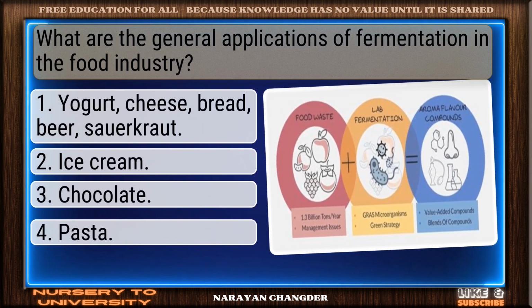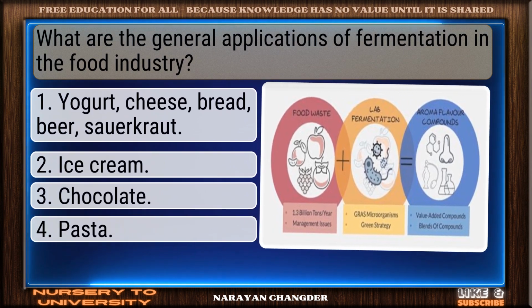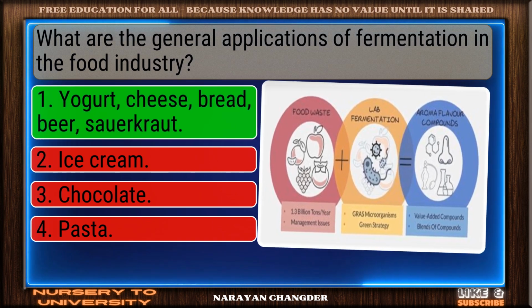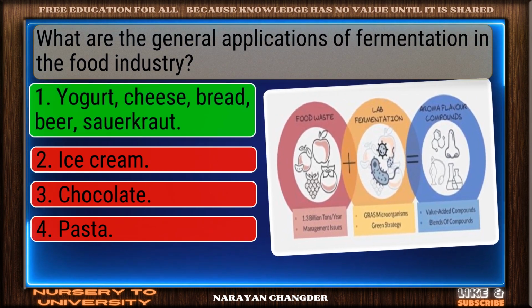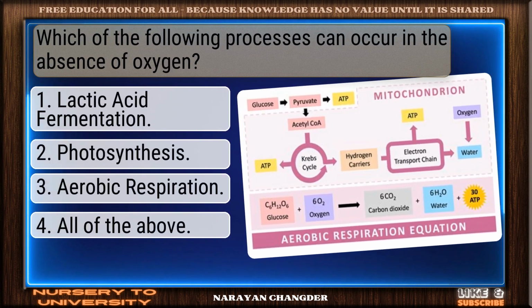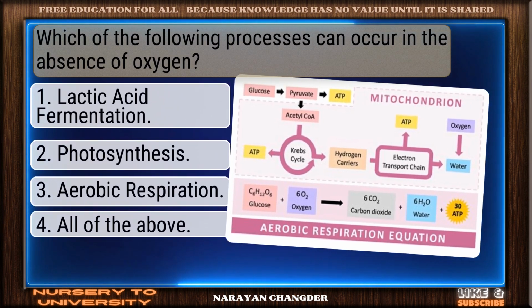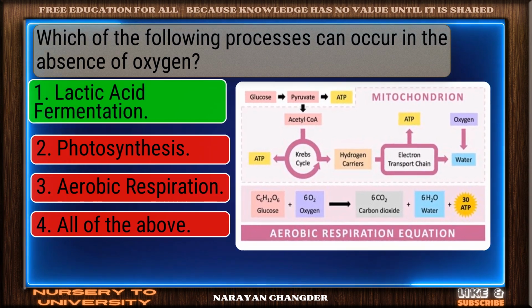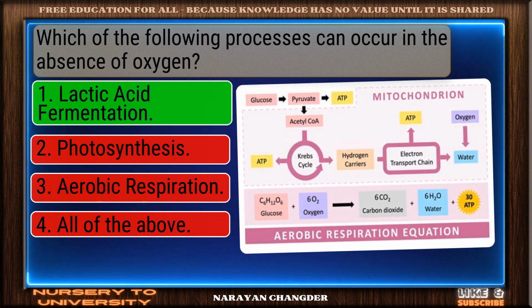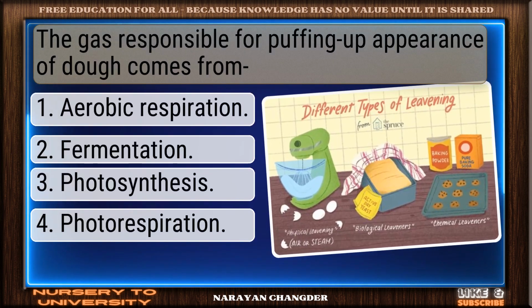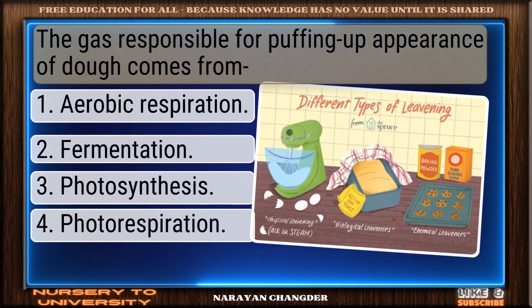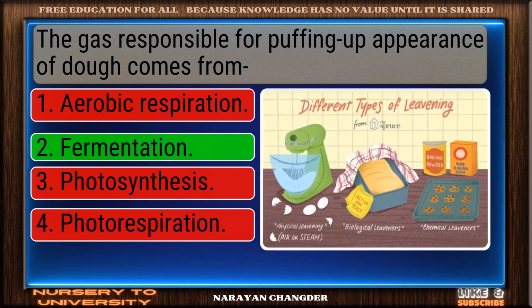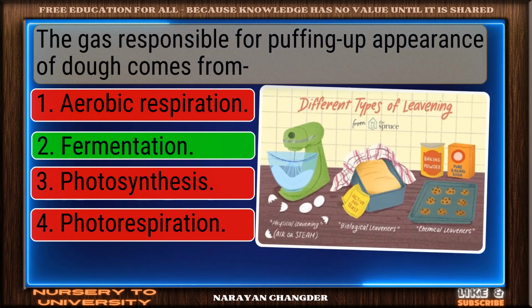What are the general applications of fermentation in the food industry? Correct response. Yogurt, cheese, bread, beer, sauerkraut is the most accurate answer. Which of the following processes can occur in the absence of oxygen? Well reasoned. Lactic acid fermentation is the correct choice. The gas responsible for puffing up the appearance of dough comes from... Well done. Fermentation is the right choice.